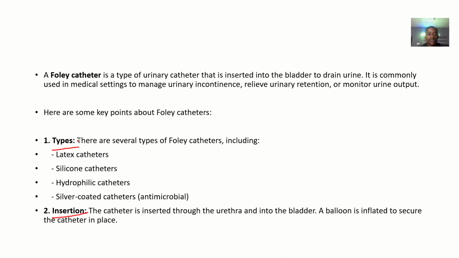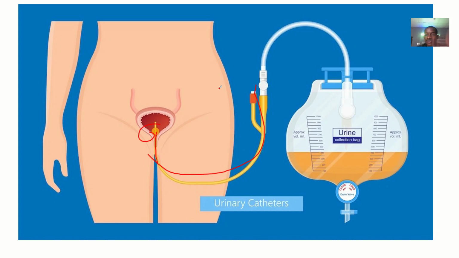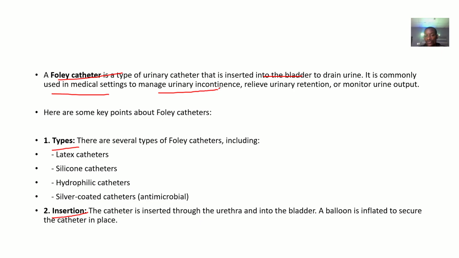Talking about the definition right now, I would say that the Foley catheter is a type of urinary catheter that is inserted into the bladder. And why are you doing this? To drain urine. It is commonly used in medical settings to manage urinary incontinence. If you are not able to pass out urine, they could put this catheter directly into your bladder and help to drain out the urine. It can also help to relieve urinary retention or monitor urine output.